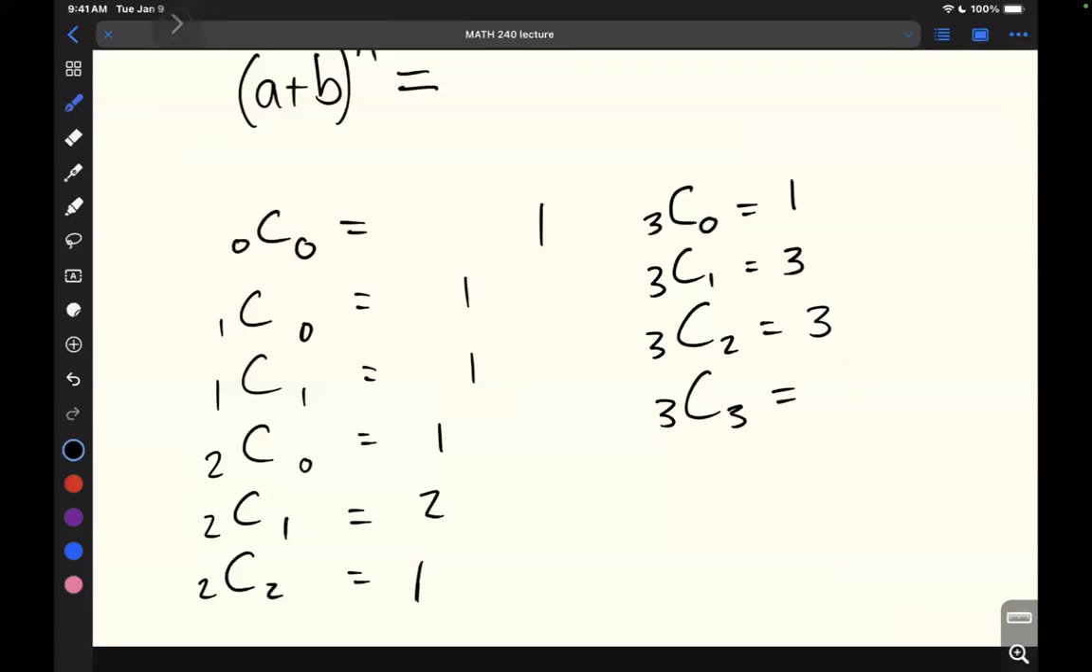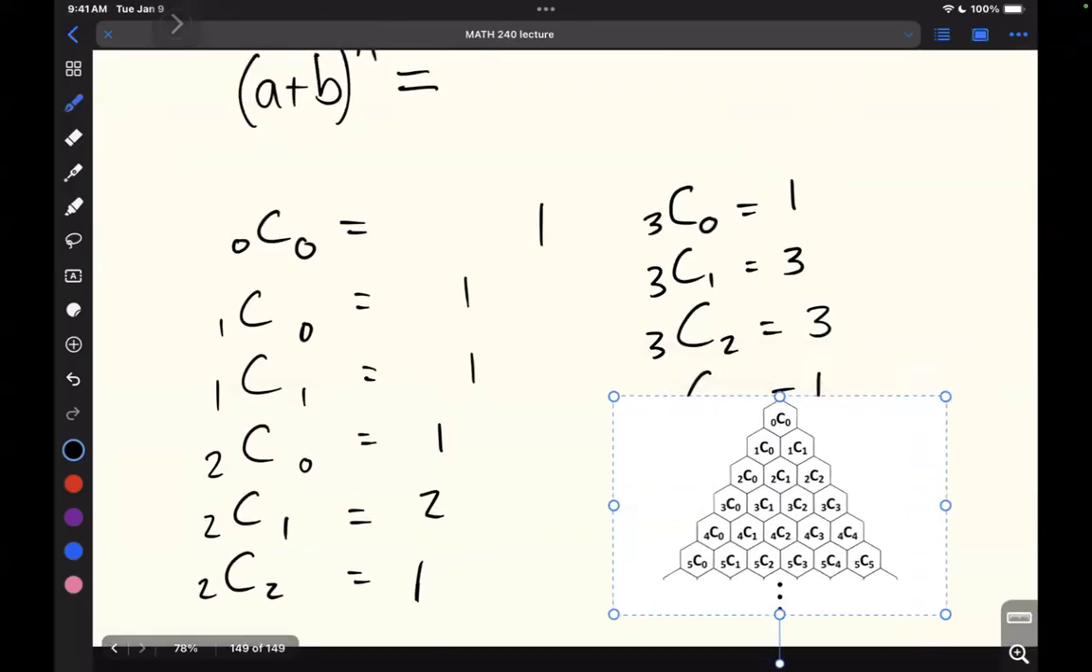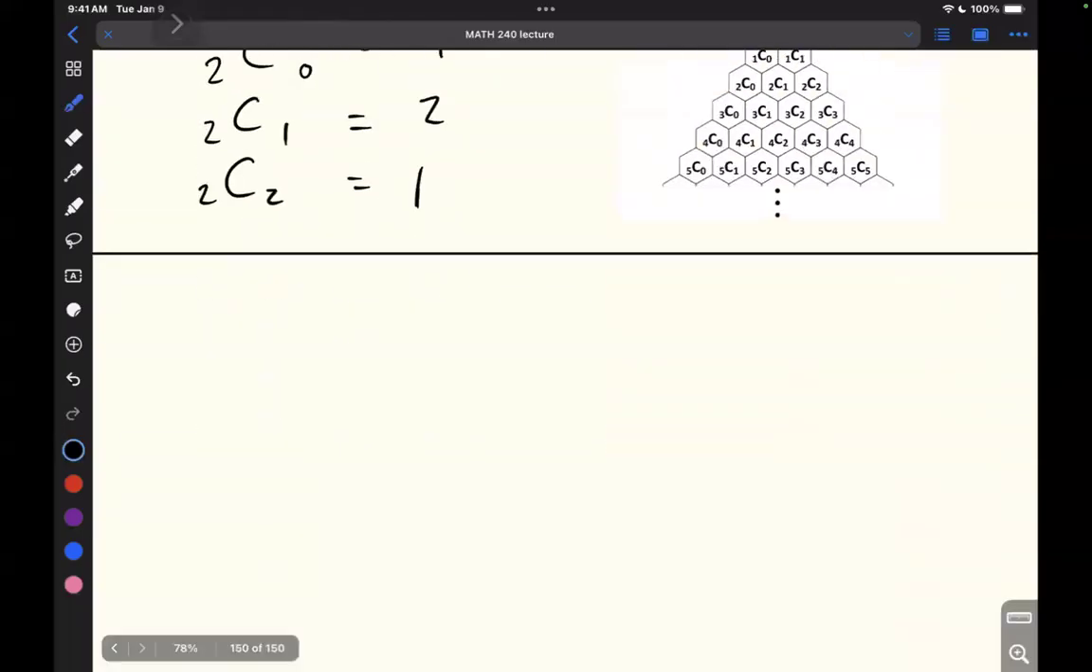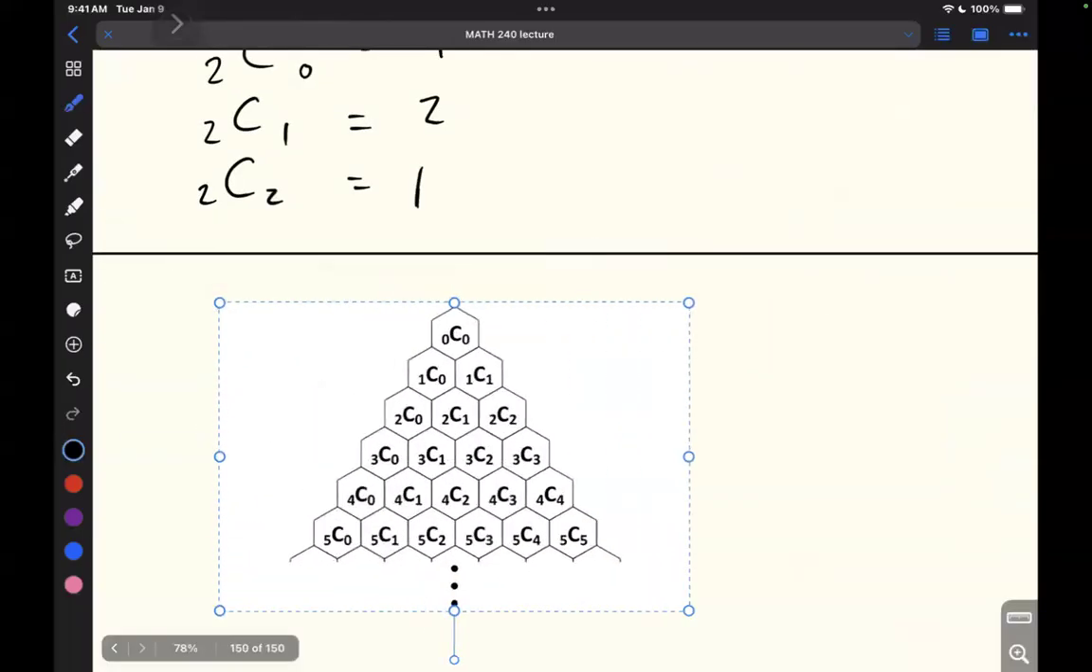What's 3 choose 3? Do these numbers look familiar? Okay, let's paste this. Where am I gonna put it? Okay, let's move this over here. Make it bigger.